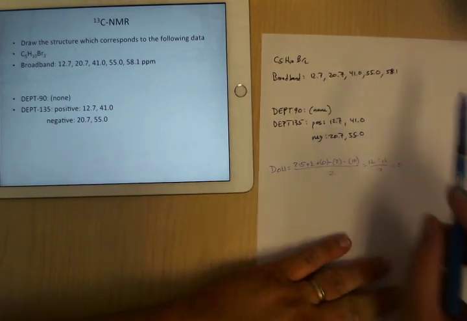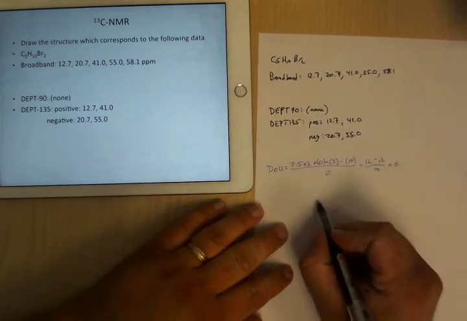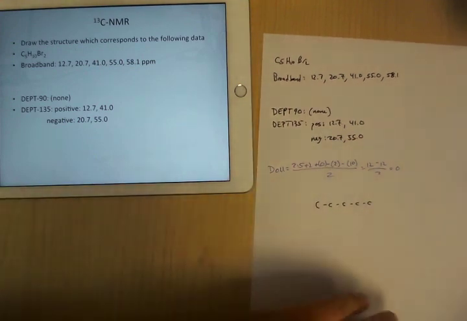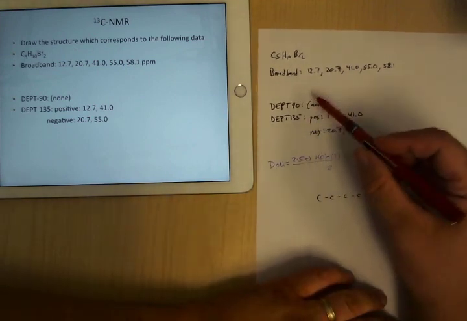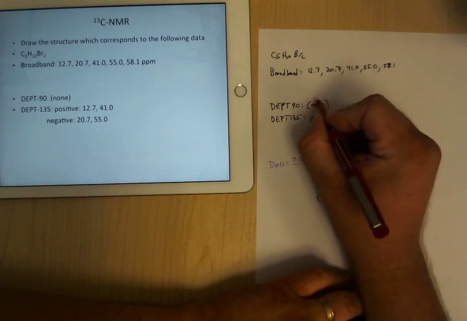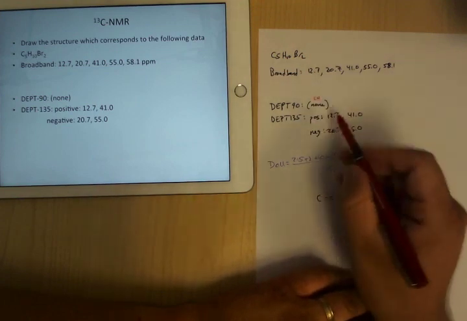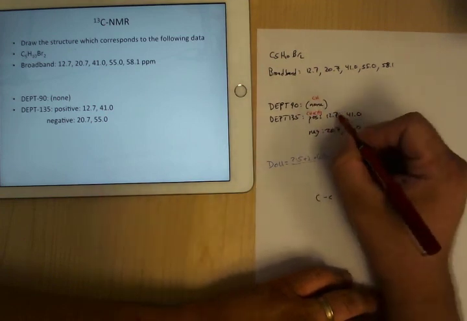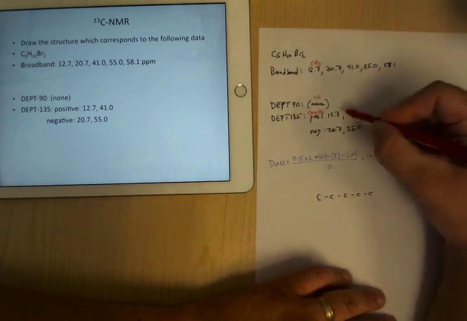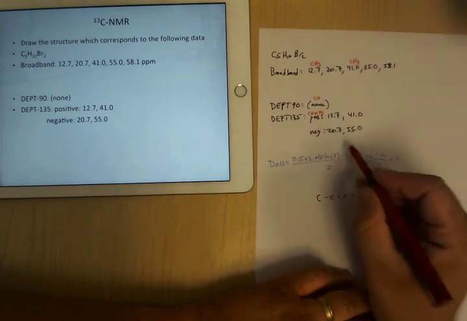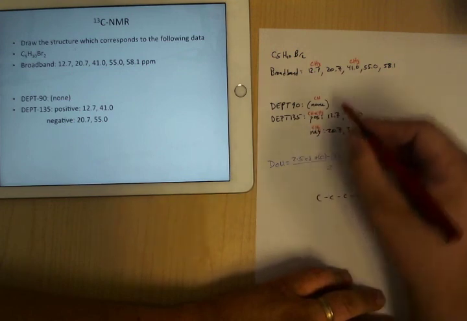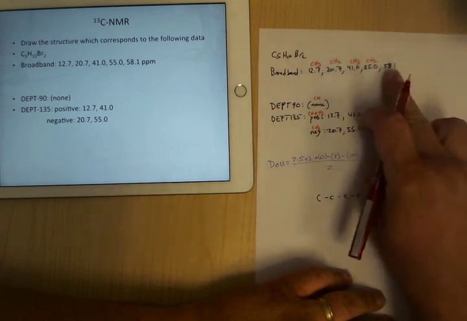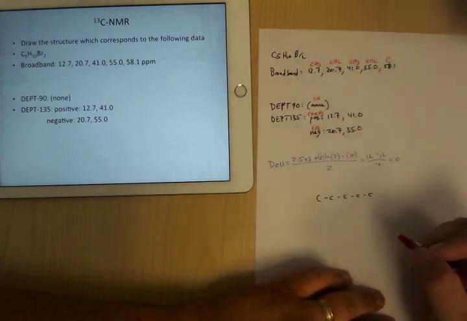Because we know that they're all different from each other, we know that they have to be in some sort of line, 1, 2, 3, 4, 5, because there's no way that we can do it otherwise. So let's look at the DEPT stuff. The positives could be CH or CH3. We know that we don't have any CHs, so these have to be CH3 and CH3. For the negatives, we know these are CH2s, and the remaining one isn't in any of the DEPT ones, so it must just be a C.